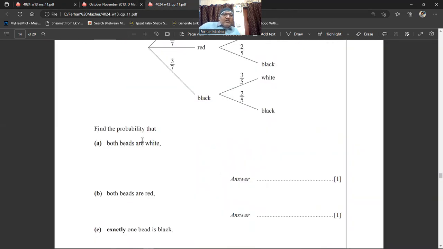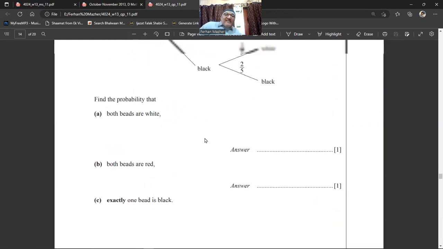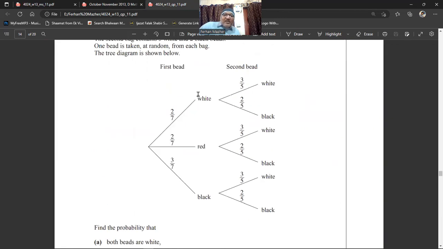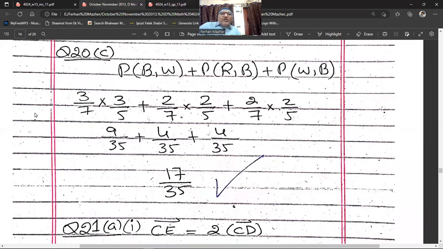Okay. Now, the last part, I mean, exactly 1 bead is black. Okay, so white comma black, red comma black, black comma white. Exactly 1 bead is black. So that will be the probability of the black comma white plus the probability of the red comma black plus the probability of the white comma black.